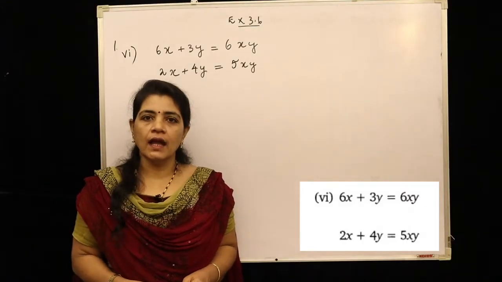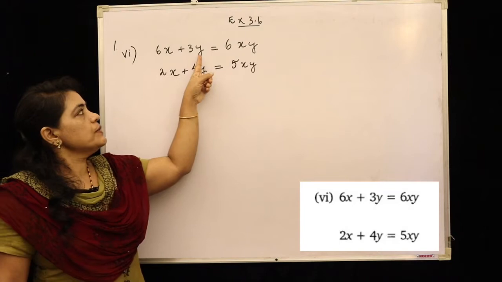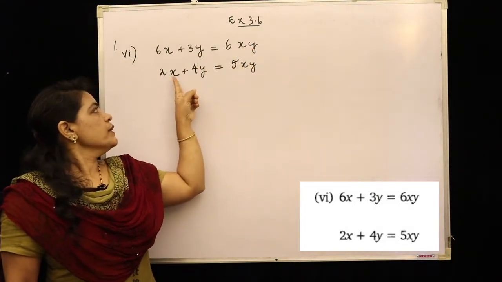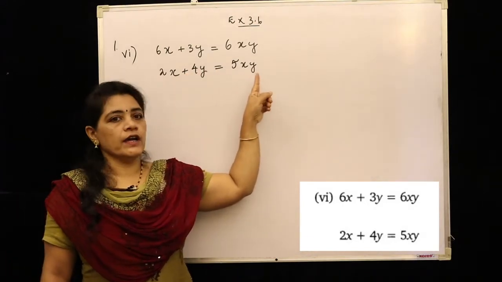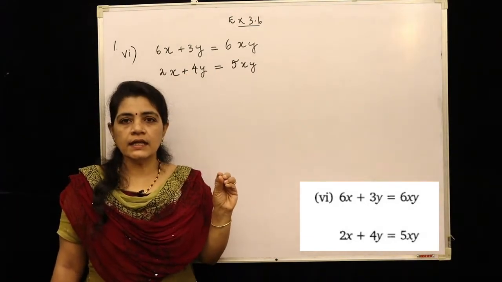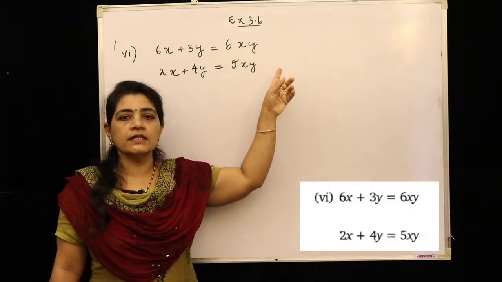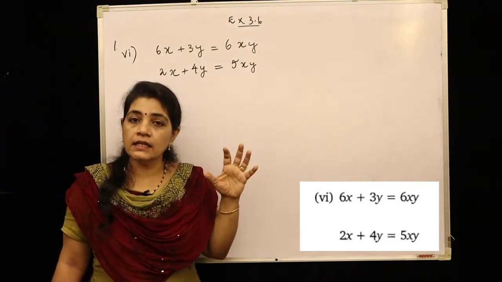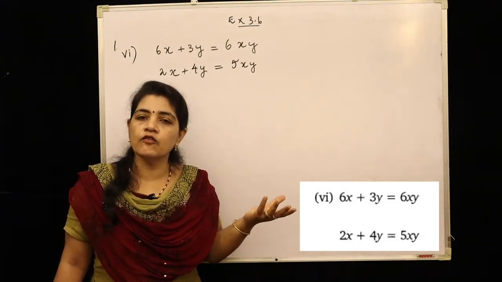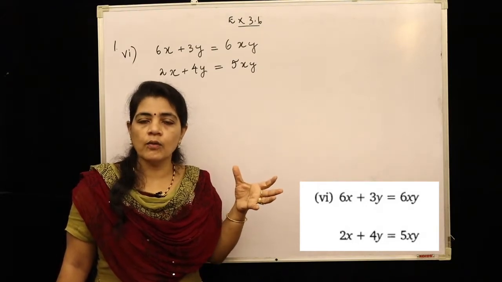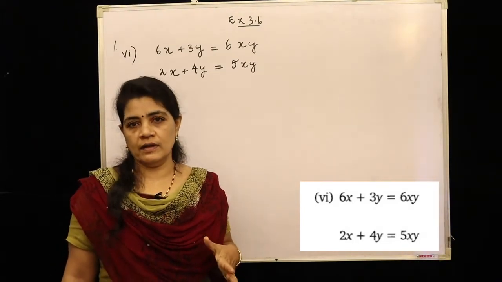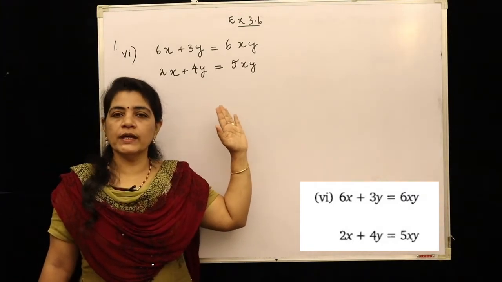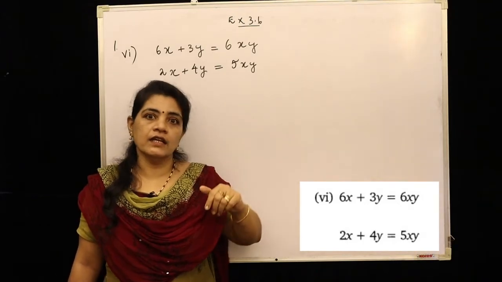Now the sixth question. Here, children, 6x plus 3y is equal to 6xy, and 2x plus 4y is equal to 5xy. See children, if in the constant side, that is the RHS, it is simply 6, then we can say that is the standard form or general form of a pair of linear equations in two variables, because this LHS satisfies the required condition to become a pair of linear equations in two variables.